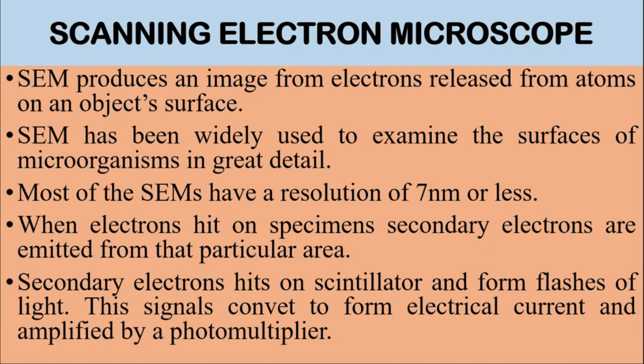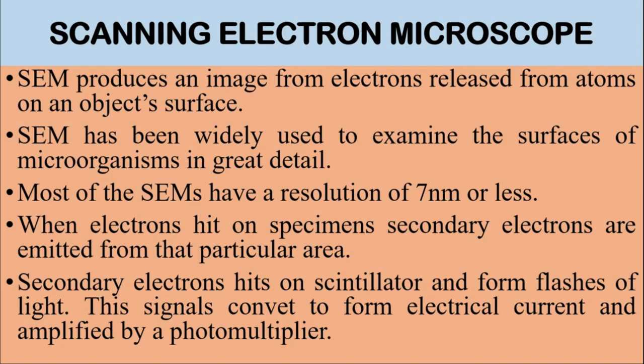Next, the scanning electron microscope. What is a scanning electron microscope? What is the function of that? SEM produces an image from electrons released from atoms on an object's surface. Here secondary electrons are used. SEM has been widely used to examine the surfaces of microorganisms in great detail. Most SEMs have a resolution of 7 nanometers or less.